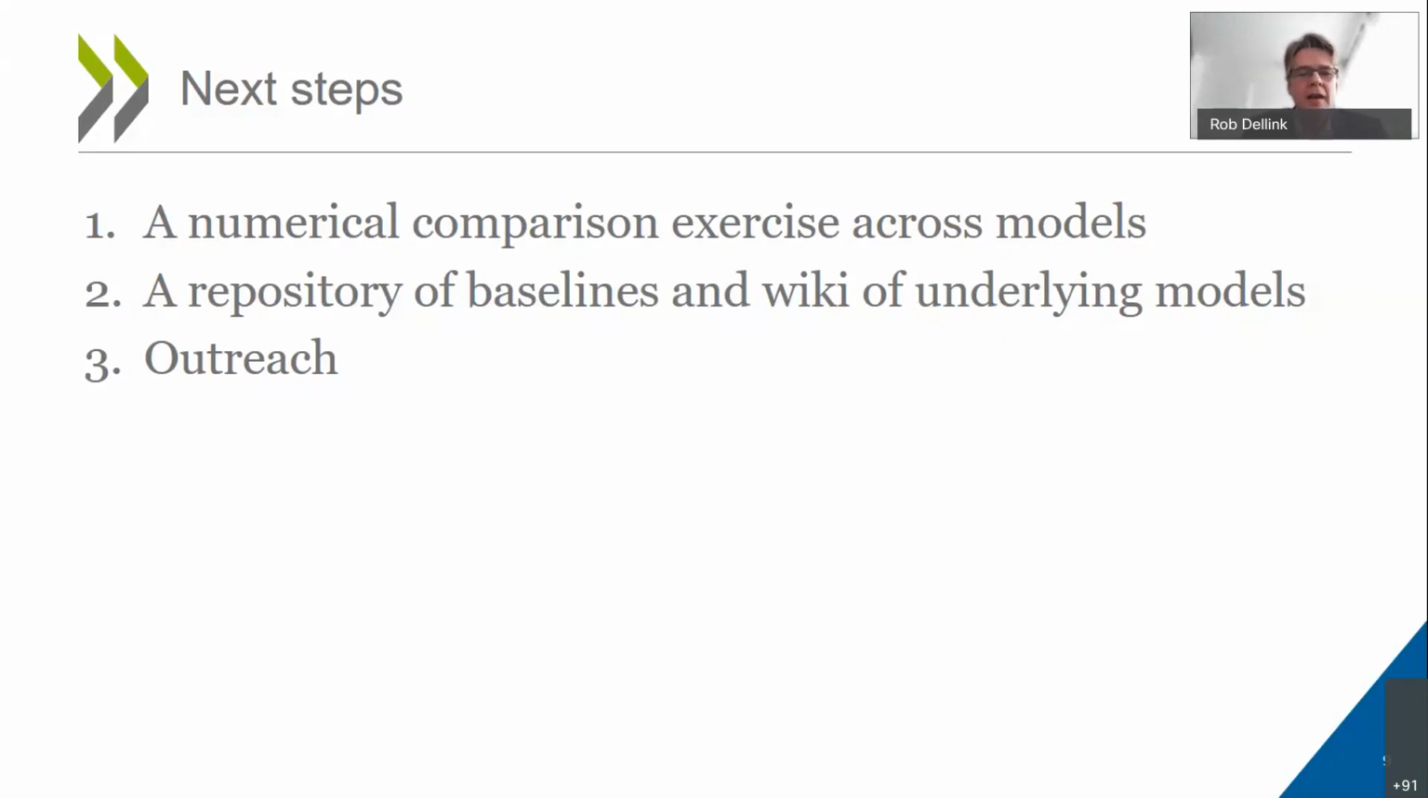And the third item is we want to do some outreach to make sure that CGE modelers, when they start doing their CGE modeling, don't feel lost and alone in a sea where they don't know what to do, but that they're actually aware of this exercise and that they can build on it to make their life a little bit easier.